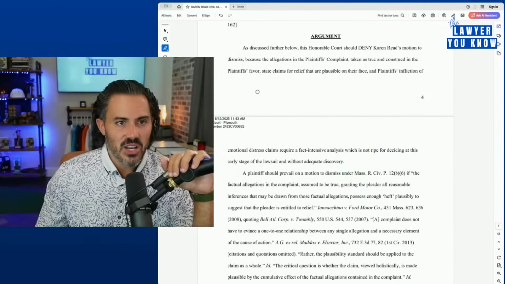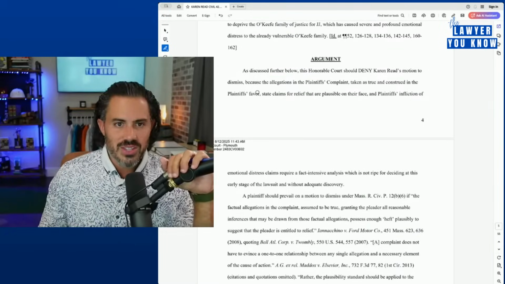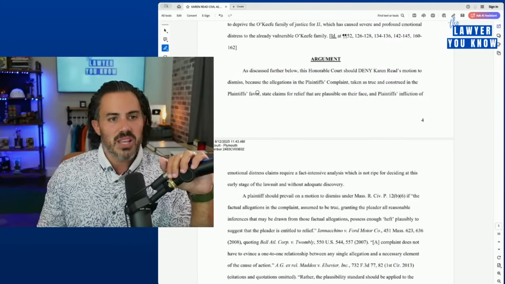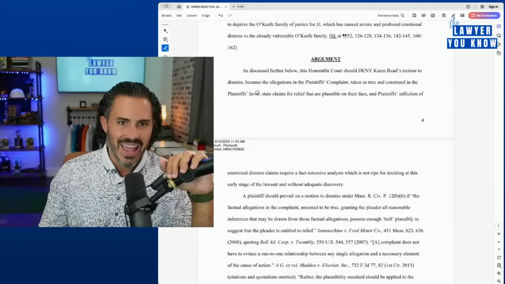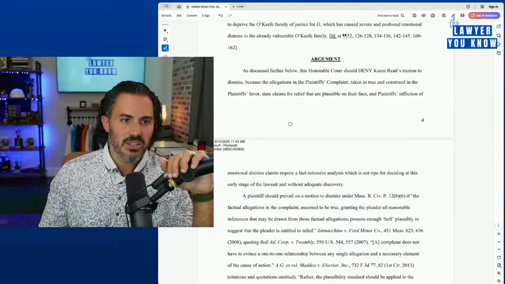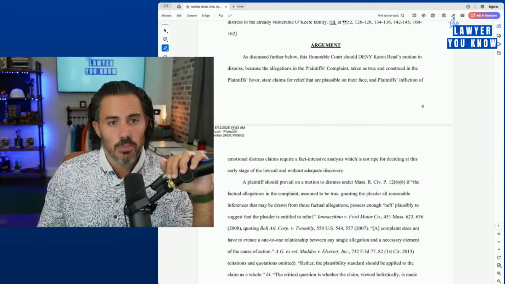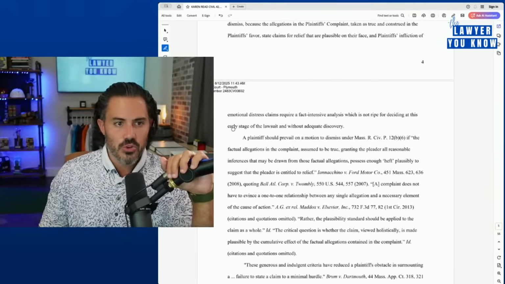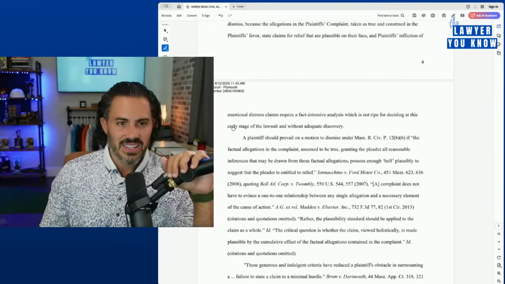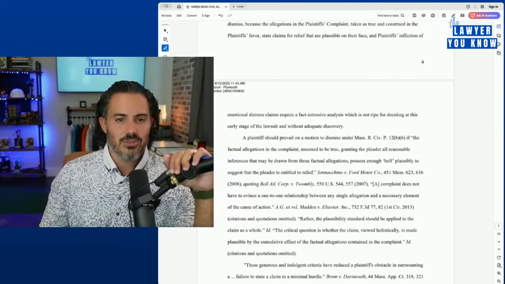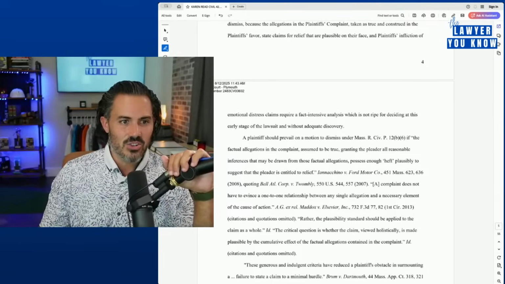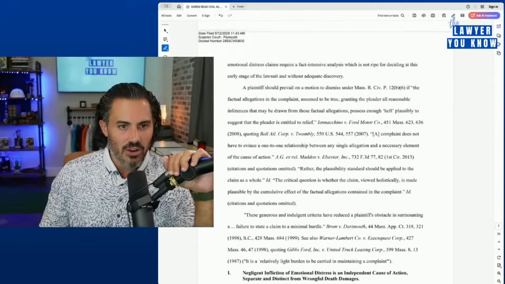Argument. As discussed further below, this honorable court should deny Karen Reed's motion to dismiss because the allegations in the plaintiff's complaint, taken as true and construed in the plaintiff's favor, state claims for relief that are plausible on their face, and plaintiff's infliction of emotional distress claims require a fact-intensive analysis, which is not ripe for deciding at this early stage of the lawsuit and without adequate discovery.